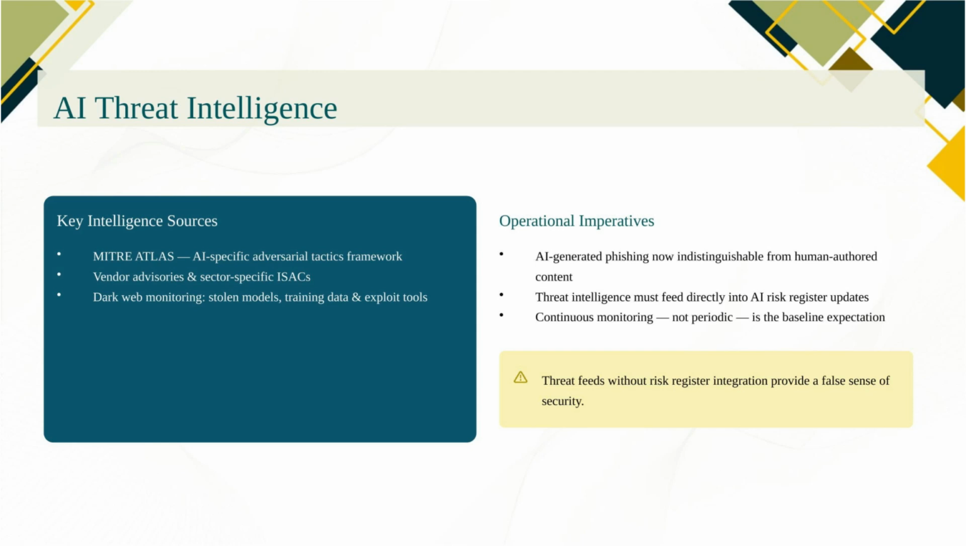And here's a threat that's already impacting organizations: AI generated phishing. The content is now indistinguishable from human authored communications. No typos, perfect context, personalized to the target. Traditional phishing detection training is becoming less effective because of this. Threat intelligence isn't just an input to your SIEM, it needs to feed directly into your AI risk register so that new threats are reflected in your risk ratings and control priorities in near real time.